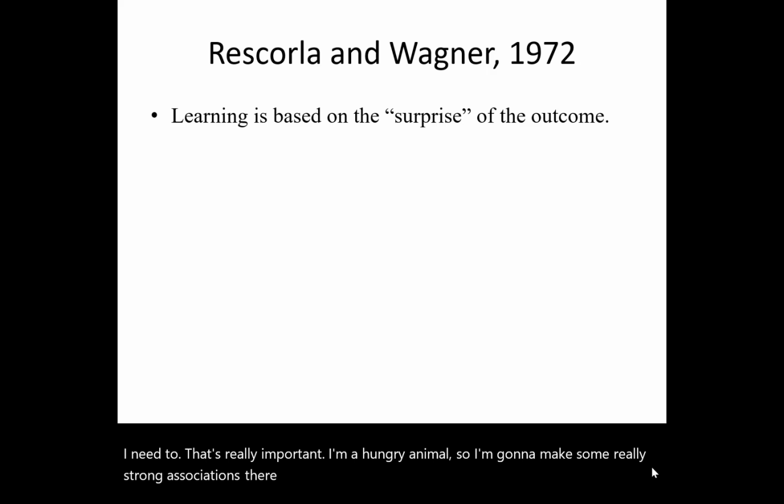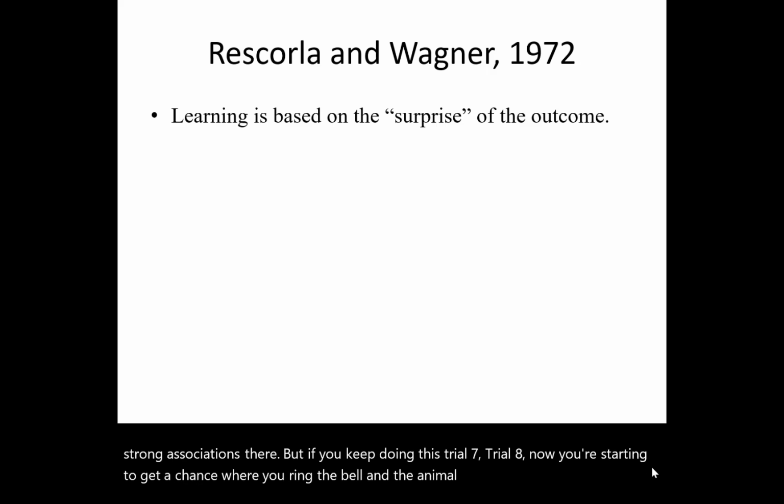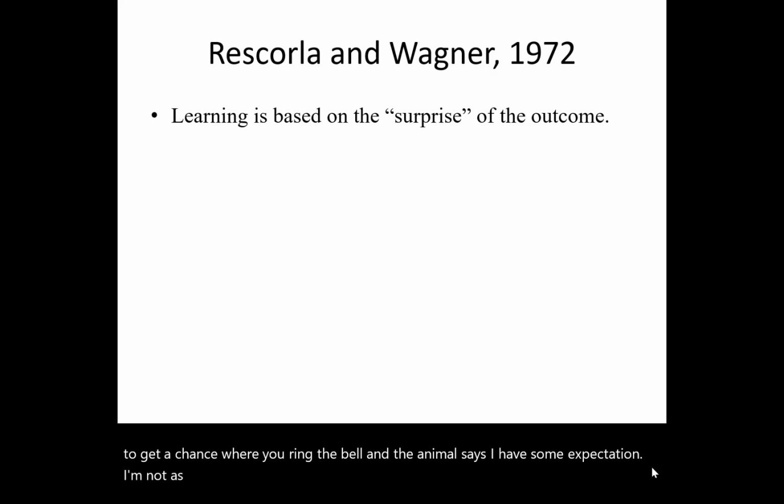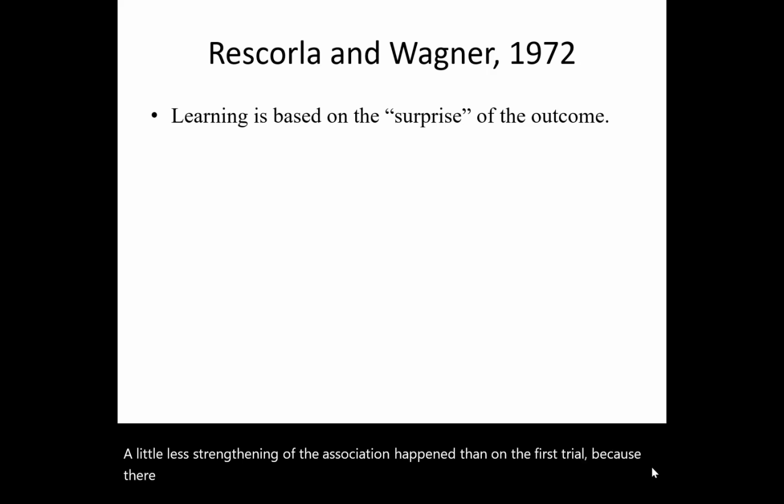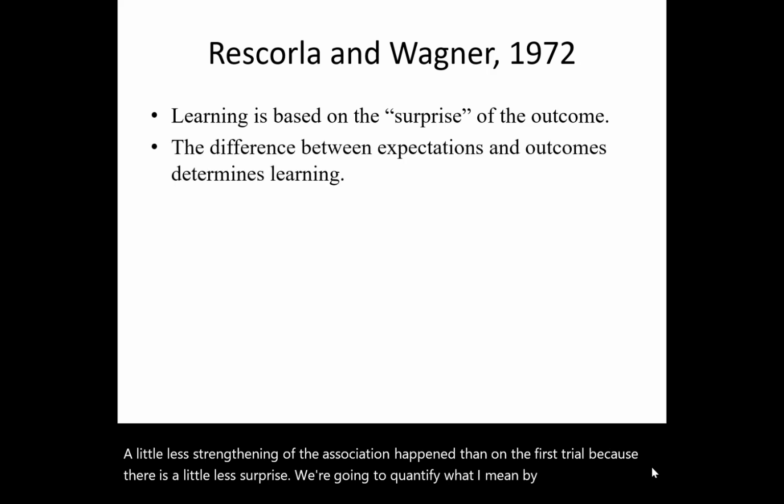But if you keep doing this, trial 7, trial 8, now you're starting to get a chance where you ring the bell and the animal says, I have some expectation. I'm not as surprised that I got food. And so on that 7th trial or 20th trial or whatever, a little less learning happened, a little less strengthening of the association happened than on the first trial because there is a little less surprise. We're going to quantify what I mean by surprise here in a minute.